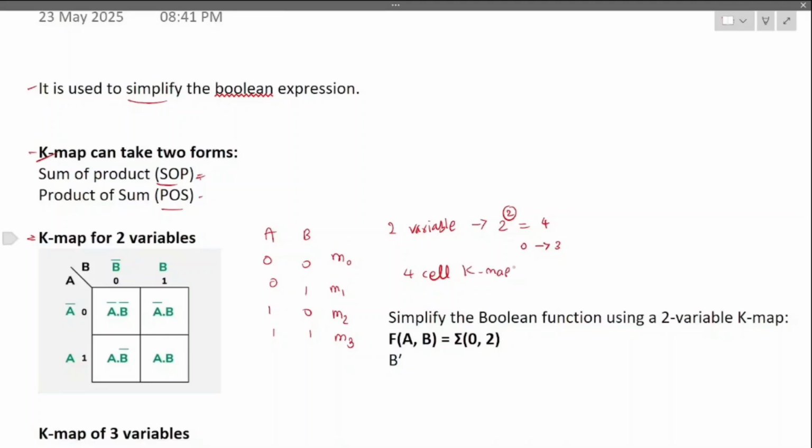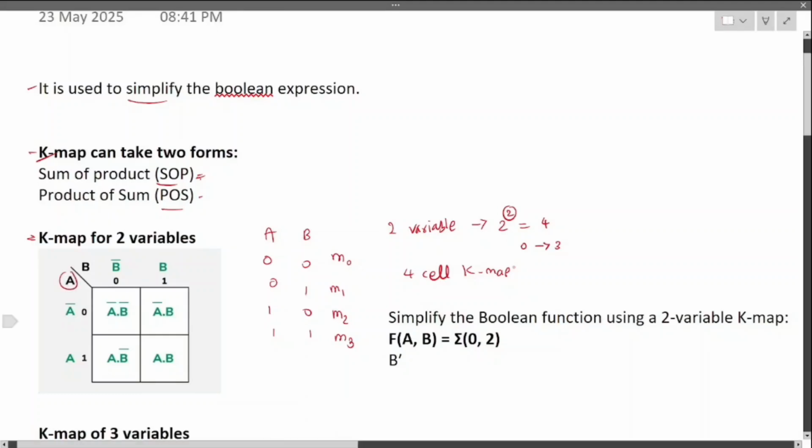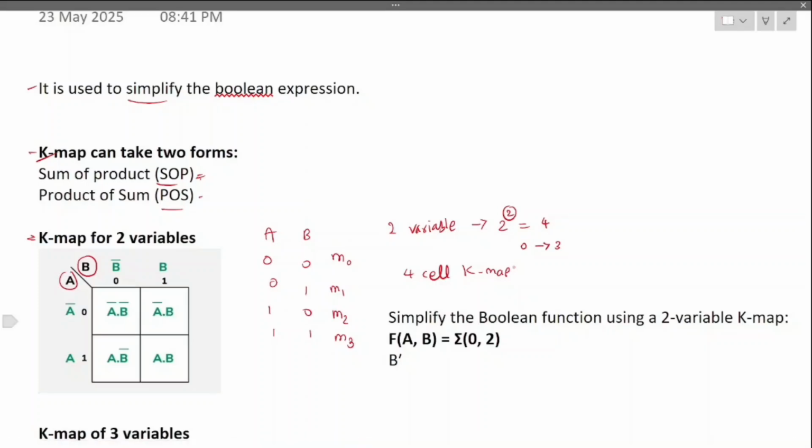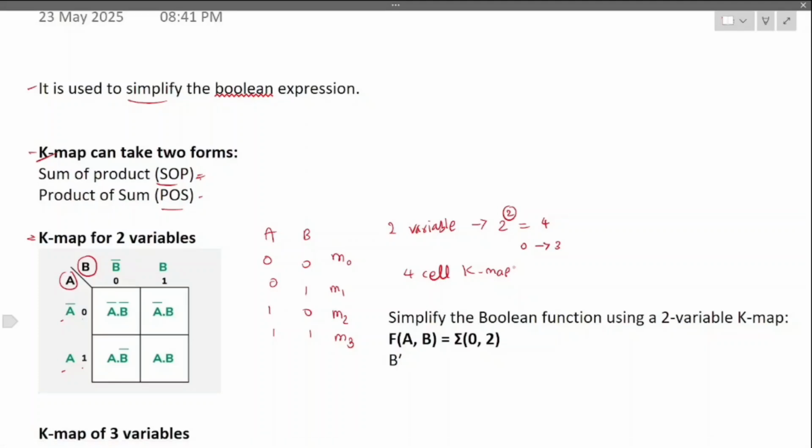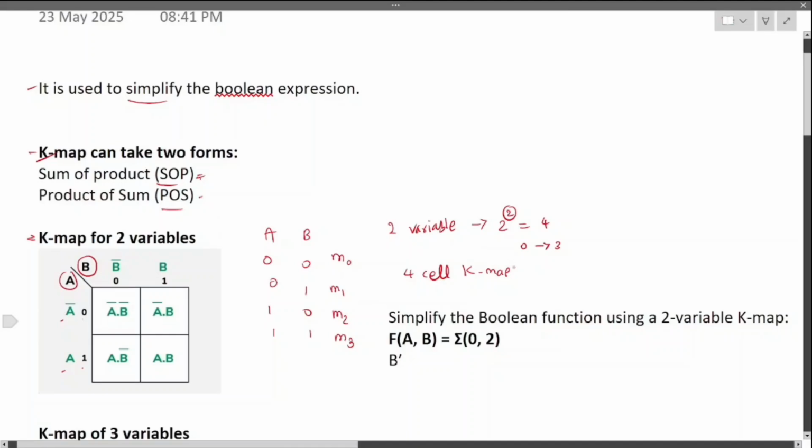4-cell KMap is this one. So we have variable A and B. In the A we have only two chances, right? Either the A bar or A. A bar is defined as 0, A is defined as 1. Same way B has two chances, either 0 or 1, nothing but B bar or B. So you need to follow like this.